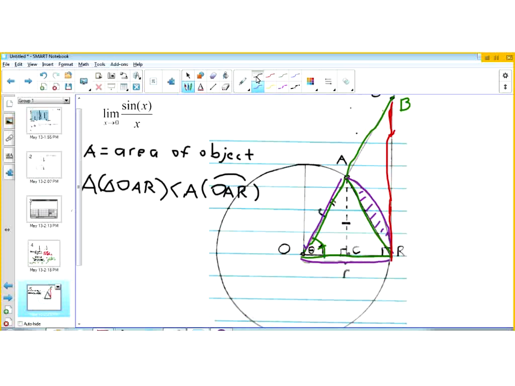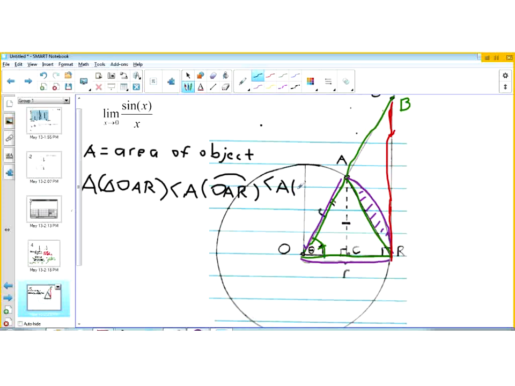Where's my cursor? Did my computer crash? Yeah, display driver.